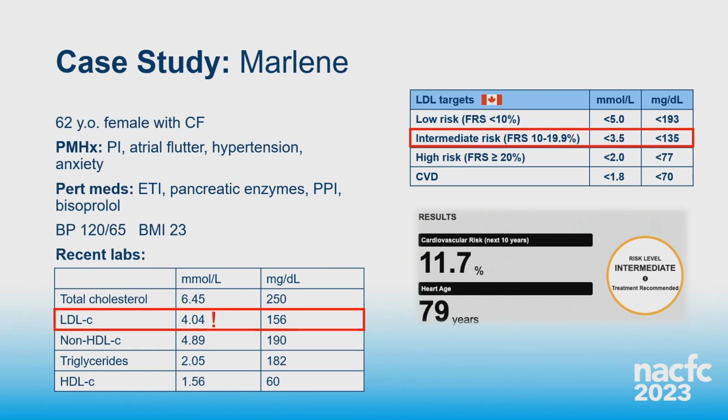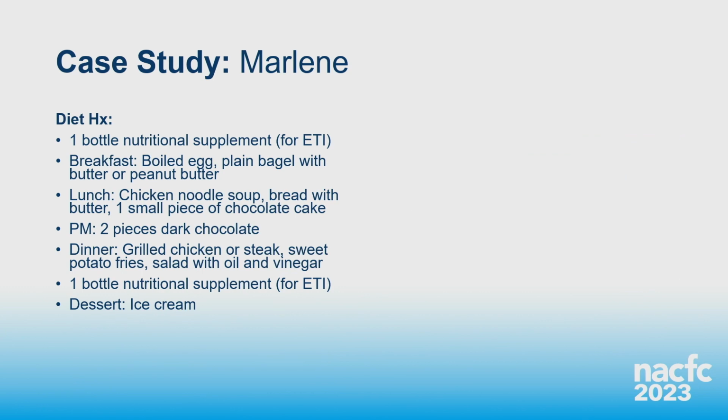But we did talk a little bit about some dietary strategies. So I went through a diet history. She was taking 2 bottles of a nutritional supplement daily. She preferred to use that to take her modulator therapy because she had worries that it would interfere with food, so she was quite set on that.